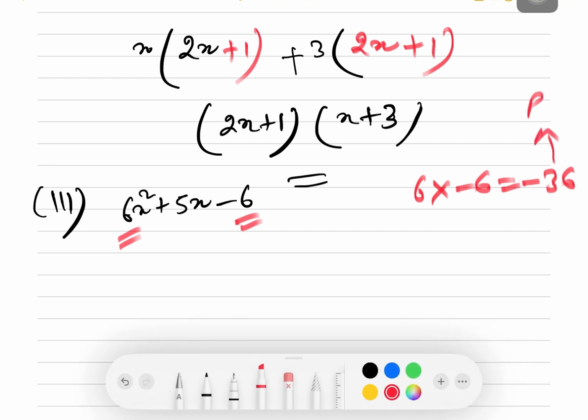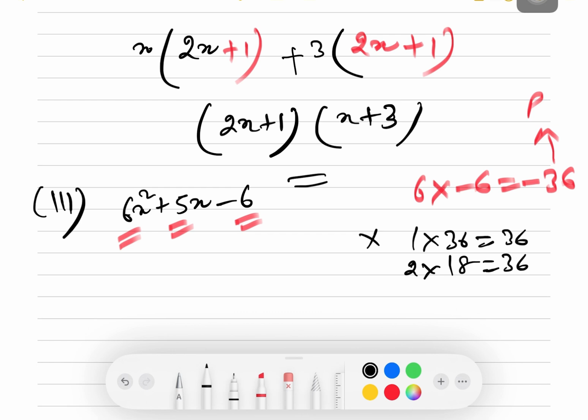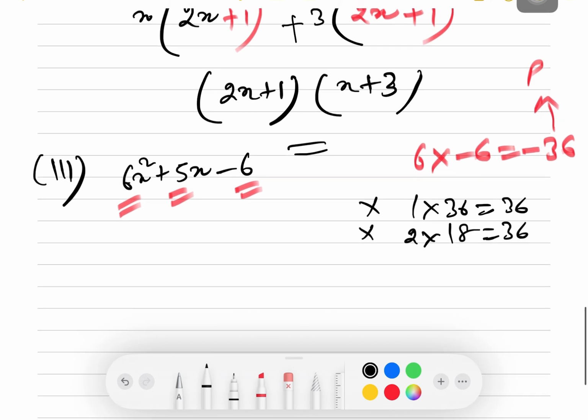Now you have to think of two numbers whose product should be minus 36, but if you add or subtract them, you should get positive 5. So I'll start with 1 for your understanding. 1 into 36 will give you 36, but 36 minus 1 will not give you 5, so this is rejected. Now 2 into 18 will give you 36, but 18 minus 2 will not give you 5, so this is also rejected. Then 3 into 12 will give you 36, 12 minus 3 will not give 5, rejected.